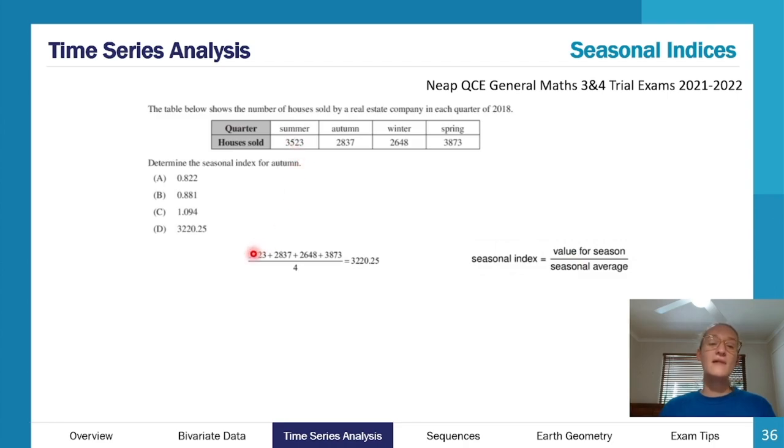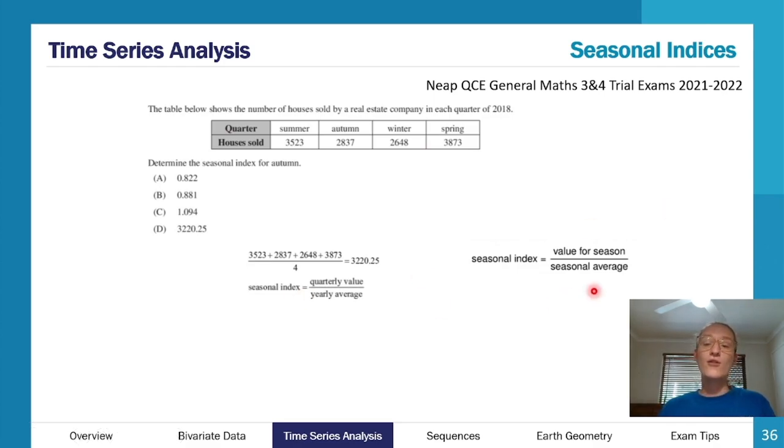So we're adding up the value for summer, the value for autumn, winter, and spring, adding it up, dividing it by 4, and we've got 3,220.25. So that's our seasonal average, the average of all of our seasons, which, ironically, they've tried to trick you there with D. That was what I was suspicious they were doing.